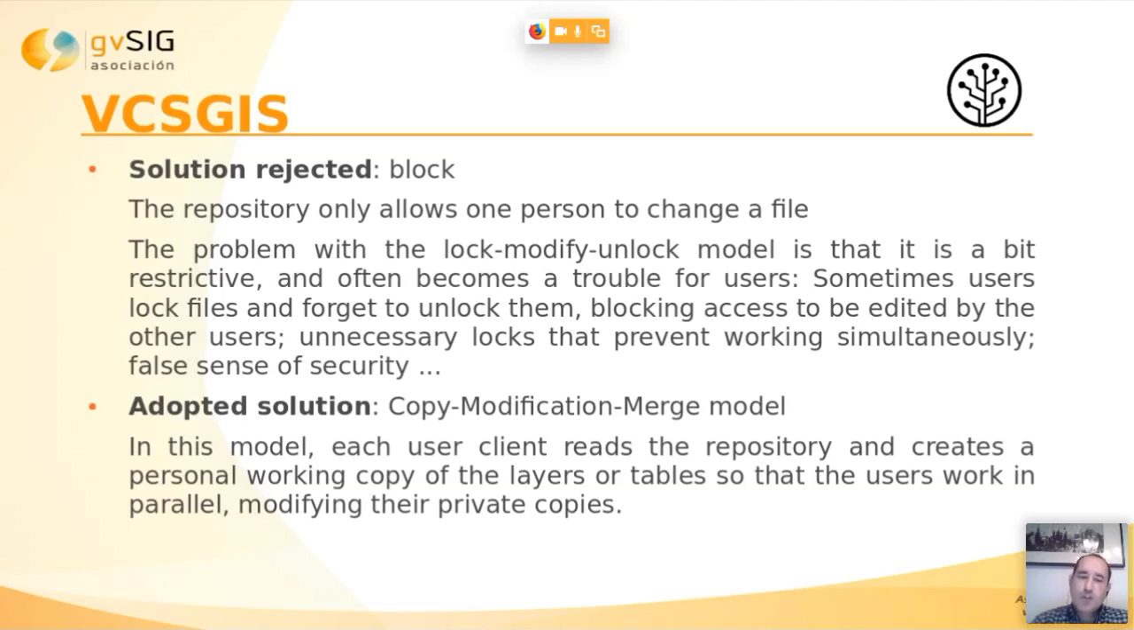And the adopted solution was the copy modification merge model. With this model, the user works on their local copy, and they upload the changes when they finish. And if there is any conflict, they decide which change they want to keep.